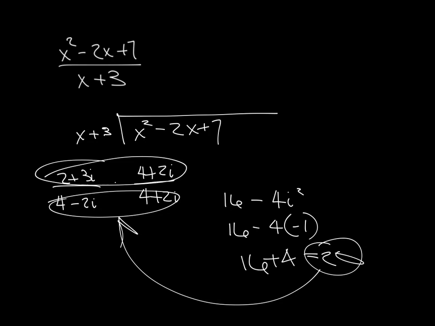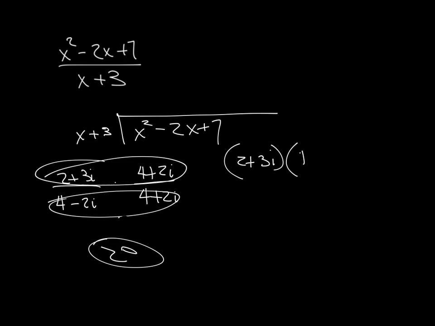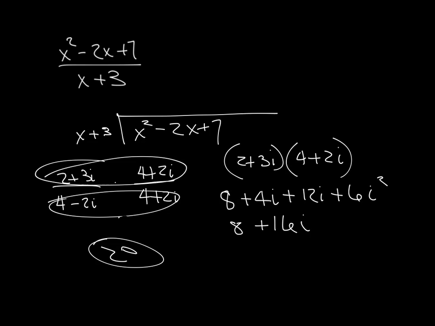Then I use my FOIL method to multiply those. So let's get all this out of the way. And we know we got 20 for the denominator. So let's go ahead and do 2 plus 3i times 4 plus 2i. And we're going to use FOIL. So the first is going to be 2 times 4 is 8. The outside is going to be 2 times 2i. The inside is going to be 3i times 4, and the last is going to be 6i squared. So we get 8 plus 16i. i squared is -1, so that'd be minus 6. So we get 2 plus 16i for our numerator over our 20.